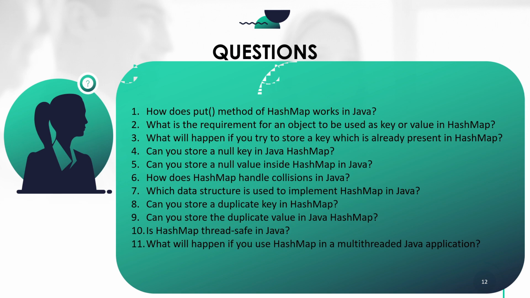Now the next question is, is hash map thread safe in Java? No, hash map is not thread safe in Java. Next one is, what will happen if you use hash map in a multi-threaded Java application? If you use a hash map in a multi-threaded Java application, multiple threads will try to access the hash map and update or fetch data from it simultaneously, which can cause some inconsistency issues. So in that case, we use synchronized or concurrent hash map in order to resolve all the inconsistency issues in a multi-threaded environment.